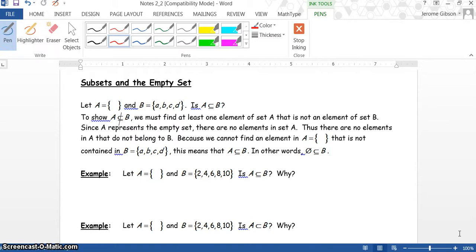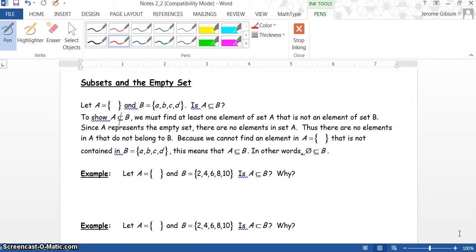Since A represents the empty set, there are no elements in set A. Thus, there are no elements in A that do not belong to B. Because we cannot find an element in A, the empty set, that is not contained in B, which is {A, B, C, D}, that means that A is a subset of B. In other words, the empty set is a subset of B.